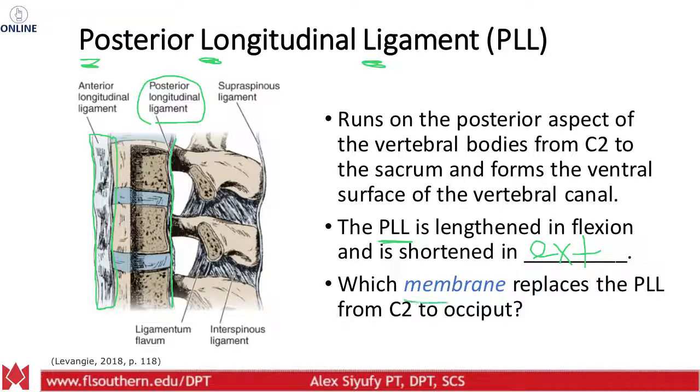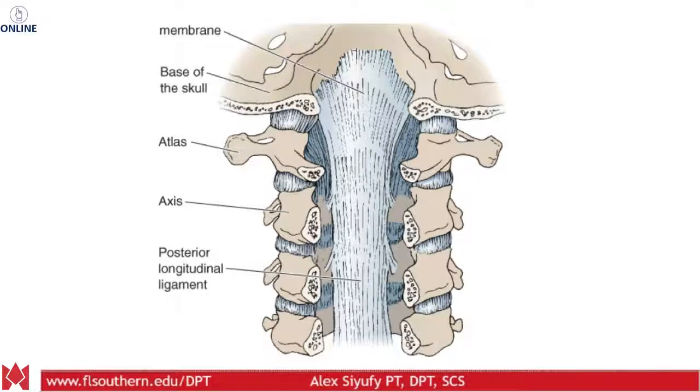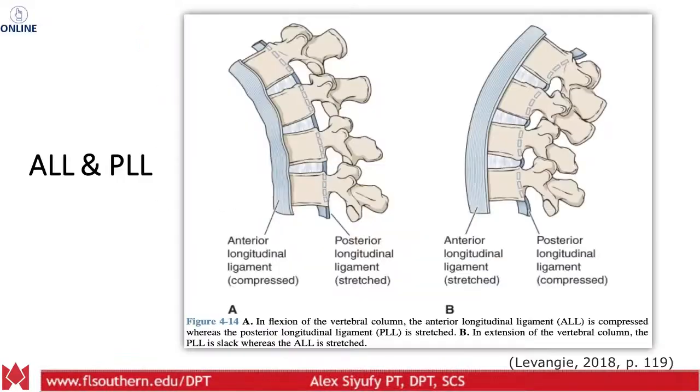Question: which membrane replaces the PLL when it goes into the upper cervical spine, from C2 to the occiput? Let's go to the next slide. Here you can see the PLL traveling up, and it forms into this membrane, the tectorial membrane. And this is just a summary slide showing the ALL and how it's shortened in flexion versus lengthened in extension, and opposite for the PLL.